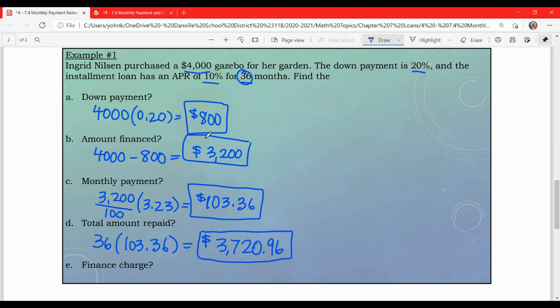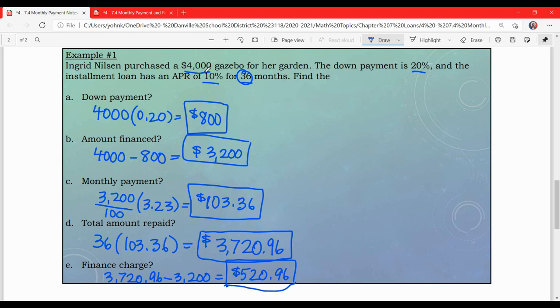So we had a loan for $3,200, but we're going to pay back $3,700 and some change. To find the finance charge, you take the amount that you repaid, $3,720.96, and subtract the amount that was borrowed, $3,200. And that says that the amount of the finance charge was $520.96.